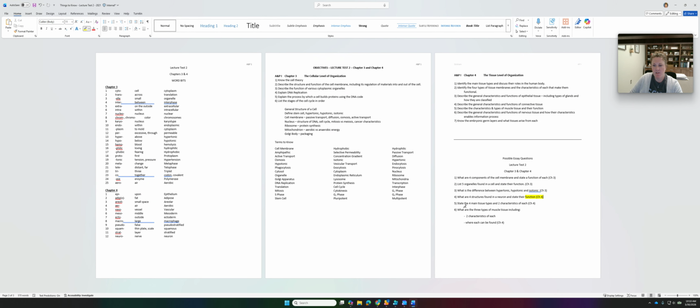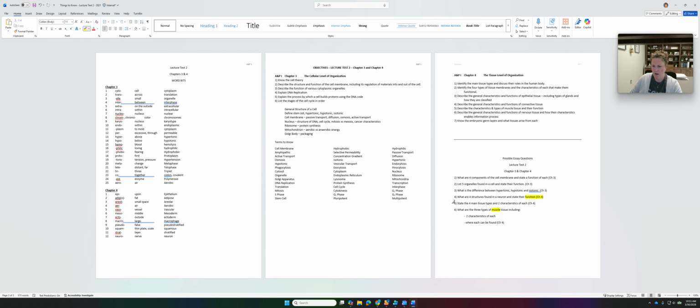The next question is about the 4 main tissue types. So chapter 4 primarily focuses on epithelial tissue, connective tissue, muscle tissue, and nervous tissue. And so that's what the essay number 5 is asking, those 4 main tissue types and some characteristics of each. And then number 6 is specifically asking about muscle tissue, okay? So you have skeletal muscle, cardiac muscle, and smooth muscle.